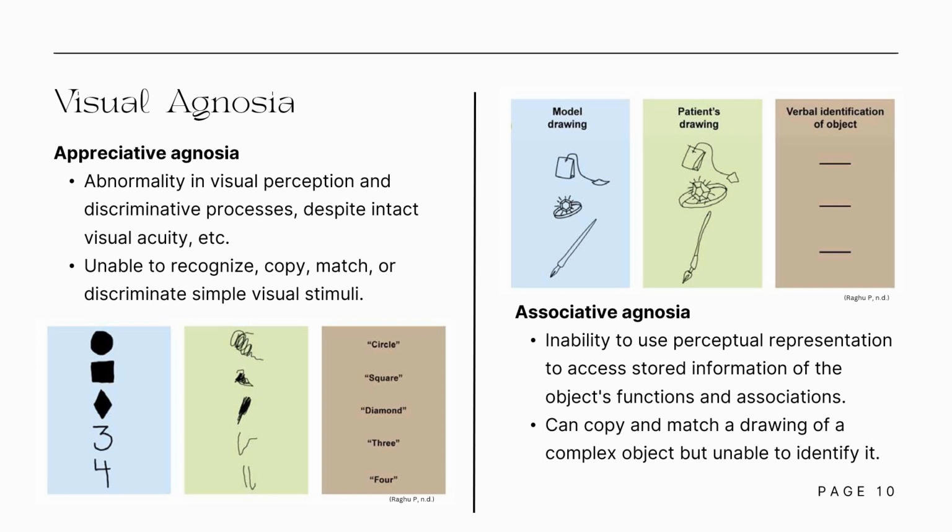Associative agnosia is an impairment at that second stage. The person can't use what they're seeing to access their memories to understand the object's function. In the example of this drawing here, the person could recreate complex images with absolutely no idea of what they were drawing.